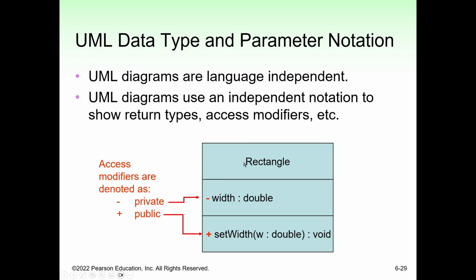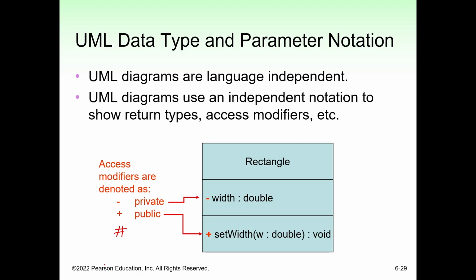Your UML diagrams are very language independent. That just means that no matter what language you're using, your UML diagrams will look the same. In this case, we will also add a new thing, access modifiers, and they are very easy to show. Minus stands for private and plus stands for public. Sometimes you will also see a hashtag sign, which just stands for protected, and that's just another access modifier that we're going to cover in the future.